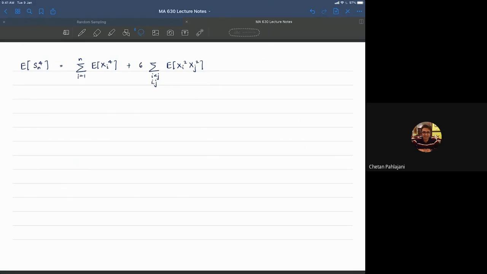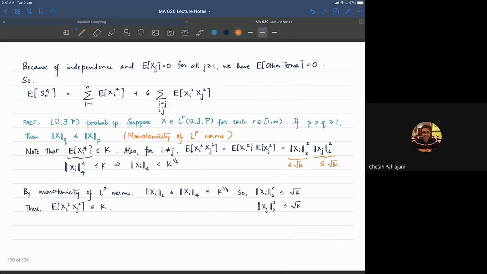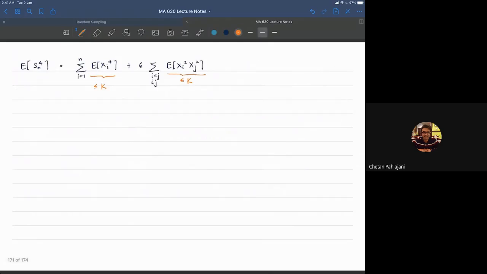Okay, so now what do we know? We know that this guy is less than or equal to capital K. And we know that this guy is less than or equal to capital K. Right? That's what we've shown on the previous page. All right, so now let's find out what the right side is going to be.